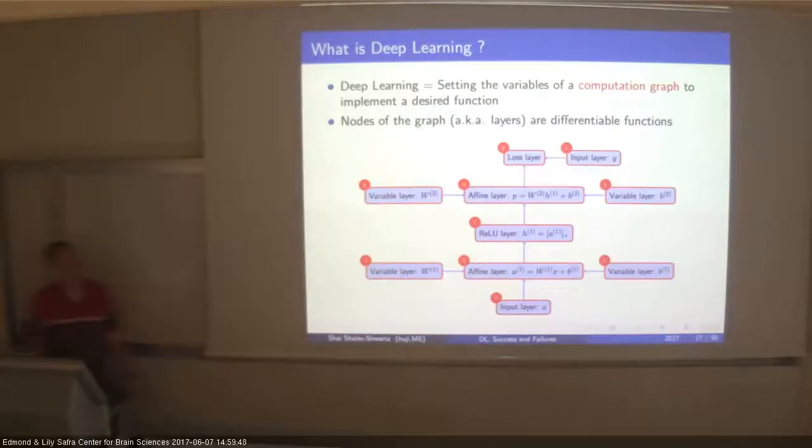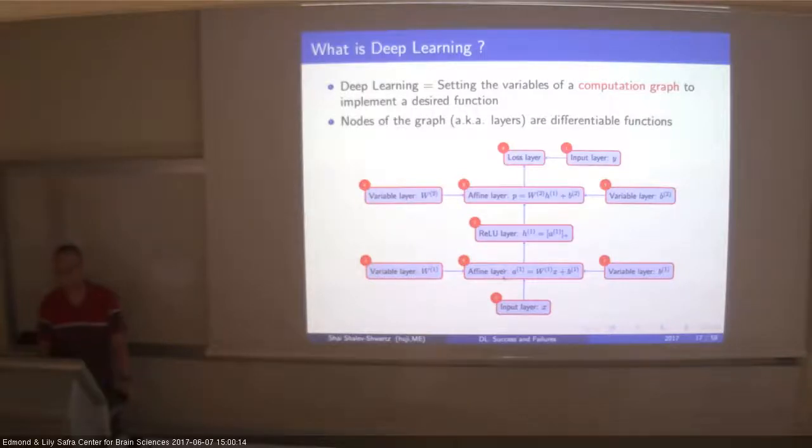This is deep learning in industry. So deep learning in industry is a computation graph. Okay, we have a graph here. The nodes of the graph have semantic meaning. For example, there is an input layer, X. There are variable layers. These are variables that we want to learn. And there are some layers that perform simple operations. And crucially, these operations should be differentiable.